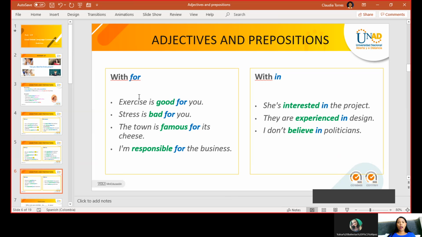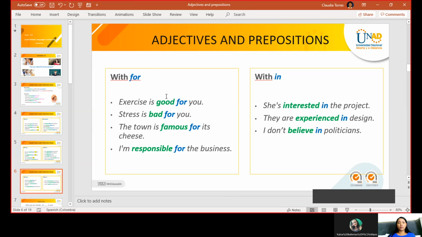Okay, so here we have adjectives followed by for. Now, exercise is good for you, right? Exercise is good for you. Stress is bad for you. The town is famous for its cheese. Okay. So look at this.